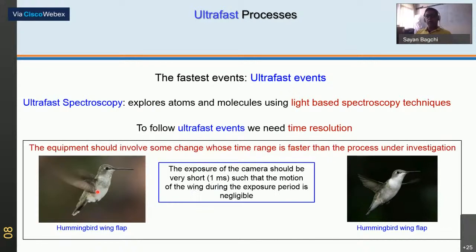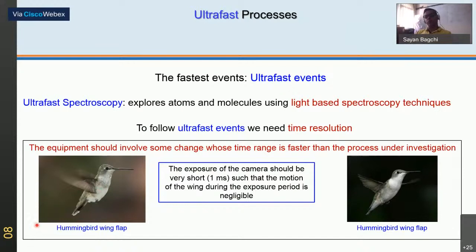So the equipment which I'm using to take the picture, or in spectroscopy, the equipment we're using to probe or follow the processes or the events at a molecular level, should involve some changes whose time range is faster than the process under investigation. In other words, if a hummingbird flaps its wings, let's say in a second, and the camera exposure is very short, let's say 1 millisecond, then the motion of the wing during the exposure is negligible. And that's why I can get a static picture, the right-hand side picture.